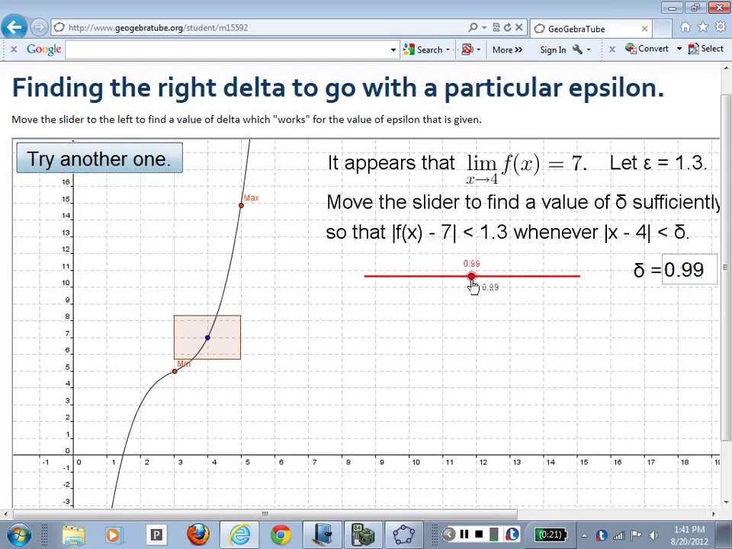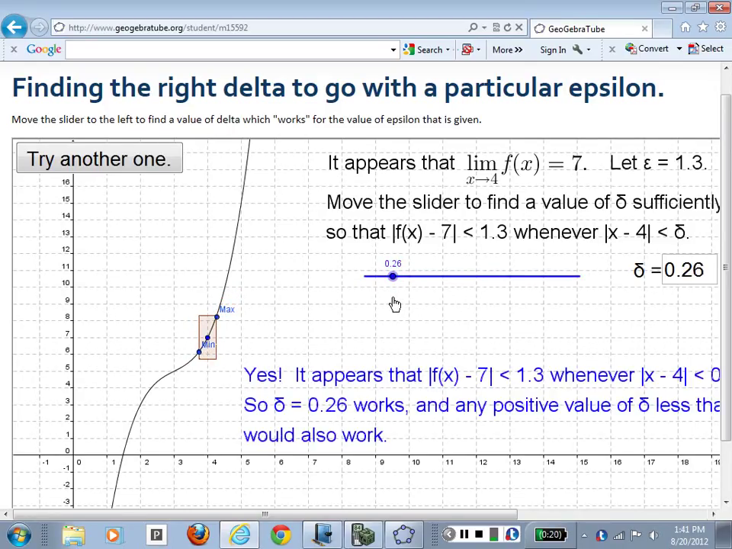I just got there. Does it look like a third? We're good there, but we've got to be good there too. 0.26. Is that good? Well, it says it is. So as long as we're less than 0.26 units away from 4, then the function is going to be less than 1.3 units away from 7.